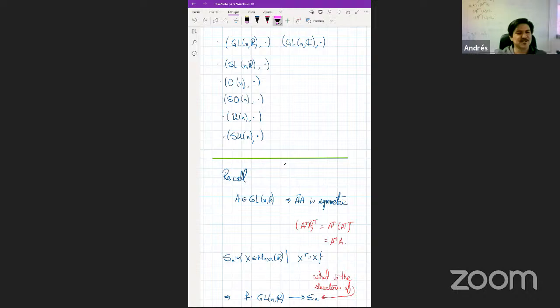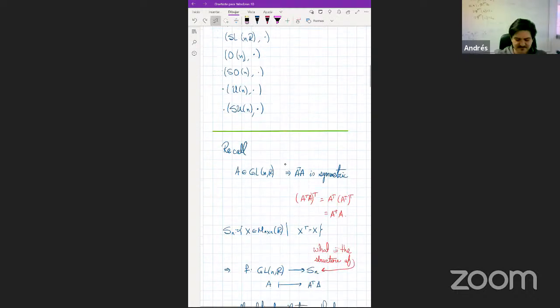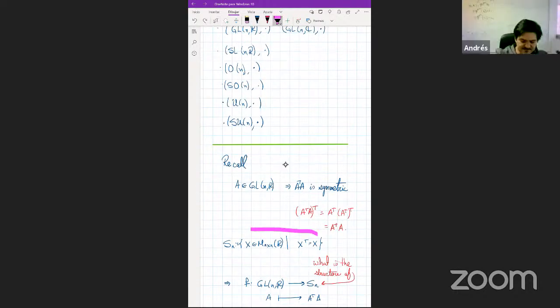So what is your next bet? I mean, basically we have two options, right? It's either the sum or the product, right? So the sum of two symmetric matrices is also a symmetric matrix, right? So this is in fact a vector space.